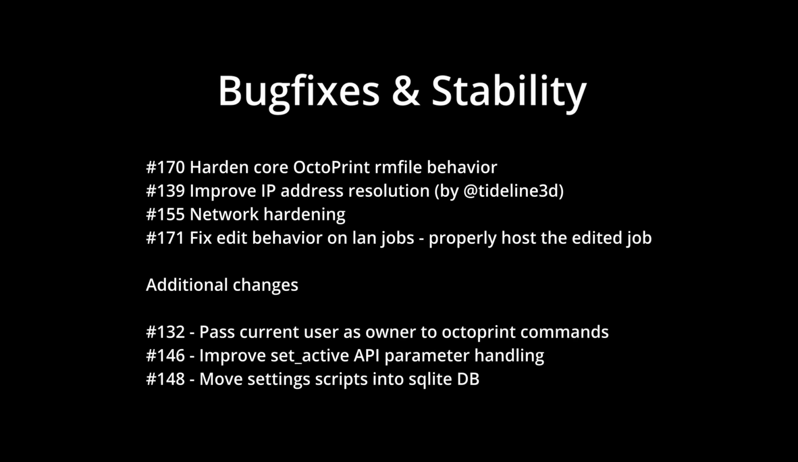Just to touch briefly on a couple of non-visible changes, there have been attempts to harden some of Octoprint's core functionality where continuous print queue hooks into it. I'd also like to call out Tideline 3D's contribution, which improves IP address resolution on startup. This should be very helpful for folks using more interesting network setups. And LAN jobs continue to improve. A couple of edge cases have been eliminated. There's still a couple more to go, but I think we're making solid progress. If you need more info than that, there's also a link in the description below that'll take you to all of the changes.